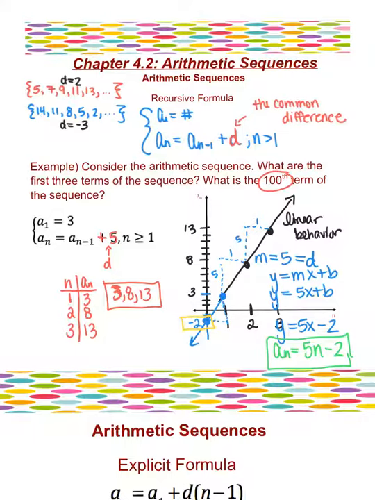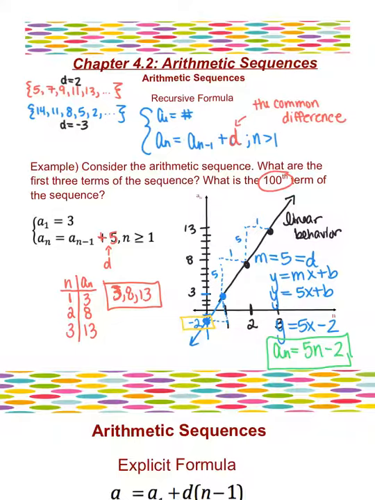When I plug in a 2, I'd get 10 minus 2, which is 8, which is my second term in my sequence. And when I plug in a 3, I get 5 times 3, which is 15, minus 2, which is 13. So I can see that this arithmetic sequence behaves like a linear function, and all arithmetic sequences are going to behave like linear functions because they're increasing or decreasing by that common difference every single step. And that slope is always going to be the common difference.